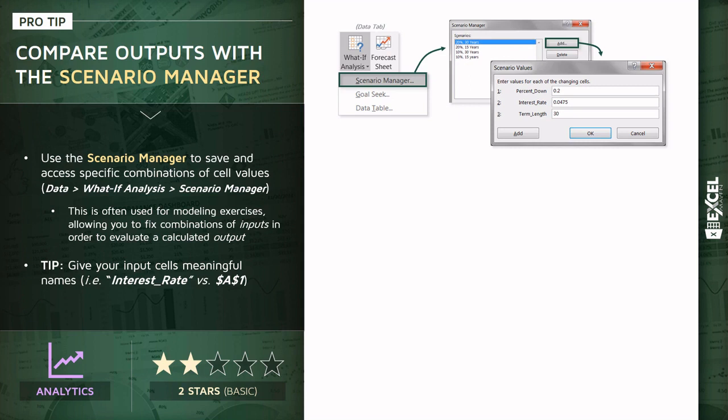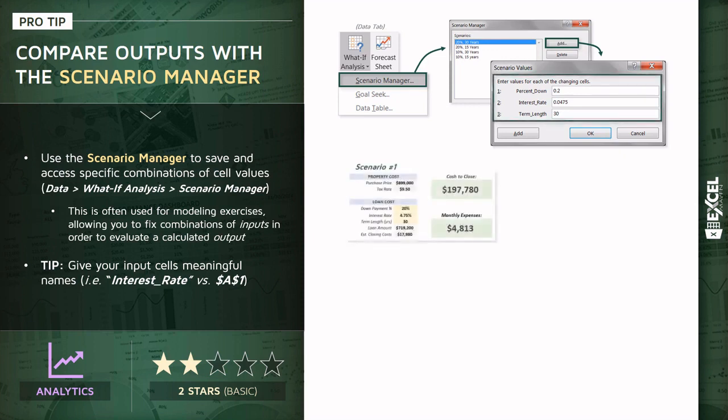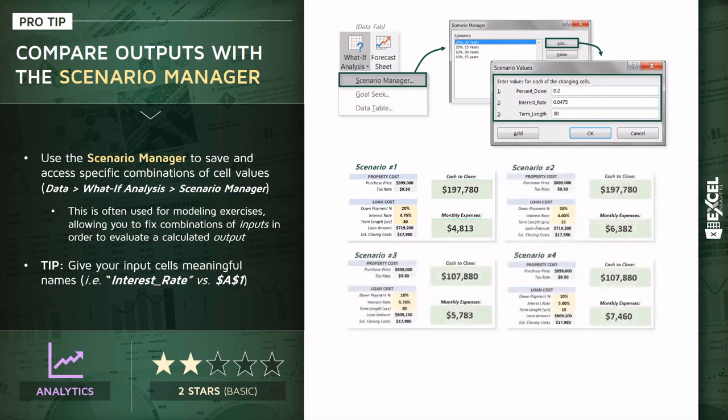Now, once you've defined and named that scenario, you can quickly view it and automatically change those cells to the values that you've configured. This is very often used for modeling exercises, which allow you to fix different combinations of inputs, like these 3 cells here, the down payment, the interest rate, and the term length, in order to calculate the effect on a certain formula-driven output, in this case, the cash to close on the property and the estimated monthly expenses. And if we were to continue this process and create 3 additional scenarios, then with a click of a button, we can quickly compare 4 different outputs based on those 4 combinations of our inputs. So as you can see, a great tool for quickly evaluating the impact of different combinations of input values.